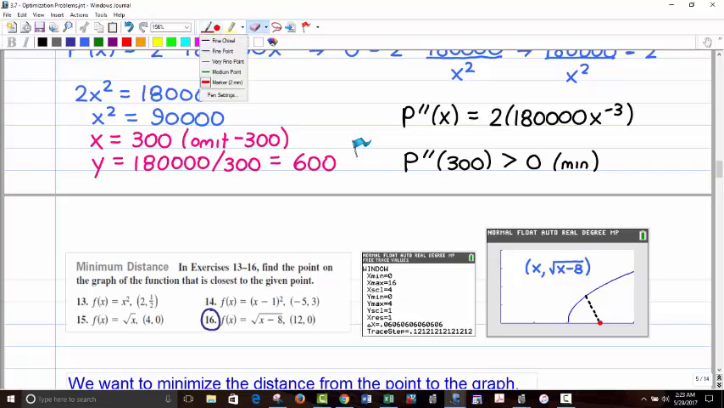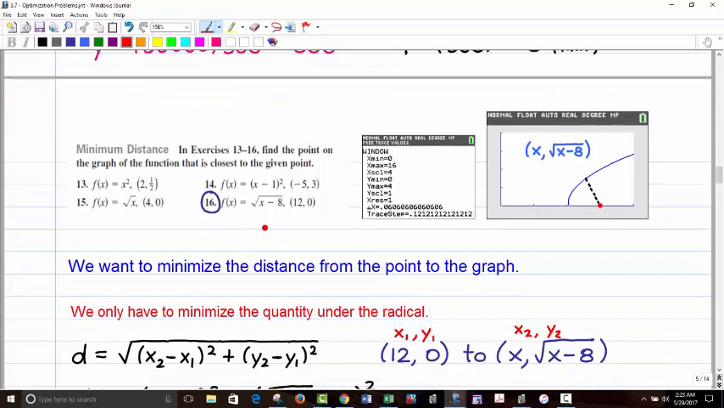So let's look at a different type of problem. We want to take this function f of x equals the square root of x minus 8, and we have a given point, 12 comma 0. We want to find the point on the graph of the square root of x minus 8 that would be the closest to that point 12, 0, the minimum distance. Now, I drew a rough sketch of where I thought it would be here. Obviously, we're not doing this as a guessing game. We're doing this using calculus. So there's the square root of x minus 8 graph.